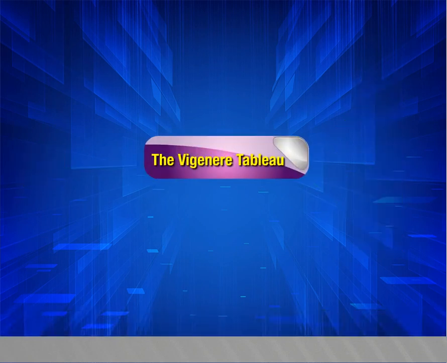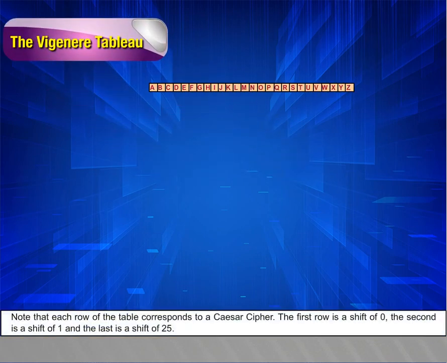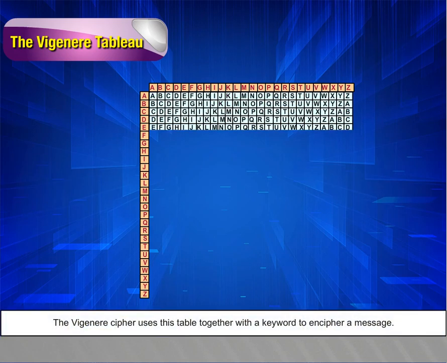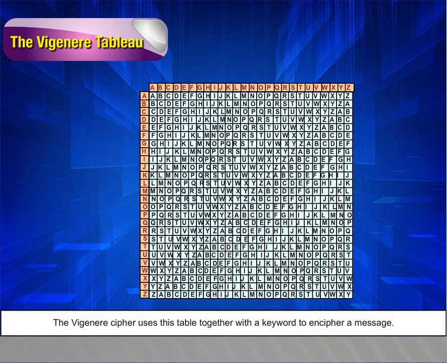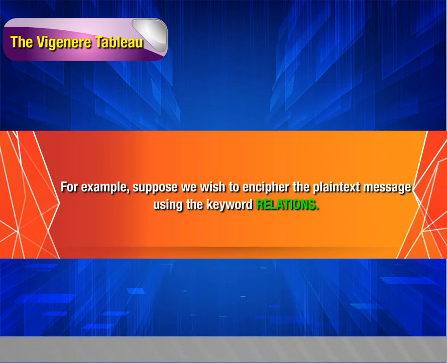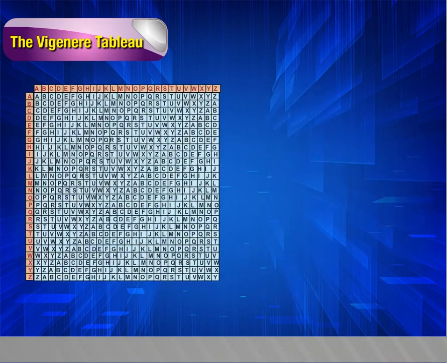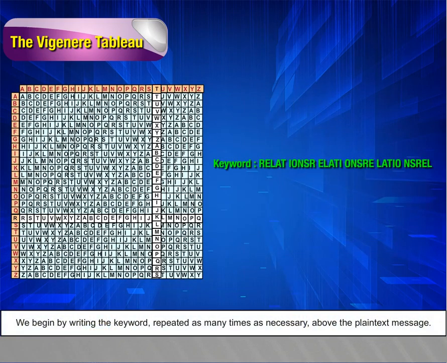The Vigenère tableau. Note that each row of the table corresponds to a Caesar cipher. The first row is a shift of 0, the second is a shift of 1, and the last is a shift of 25. The Vigenère cipher uses this table together with a keyword to encipher a message. For example, suppose we wish to encipher the plaintext message using the keyword relations. We begin by writing the keyword, repeated as many times as necessary, above the plaintext message.